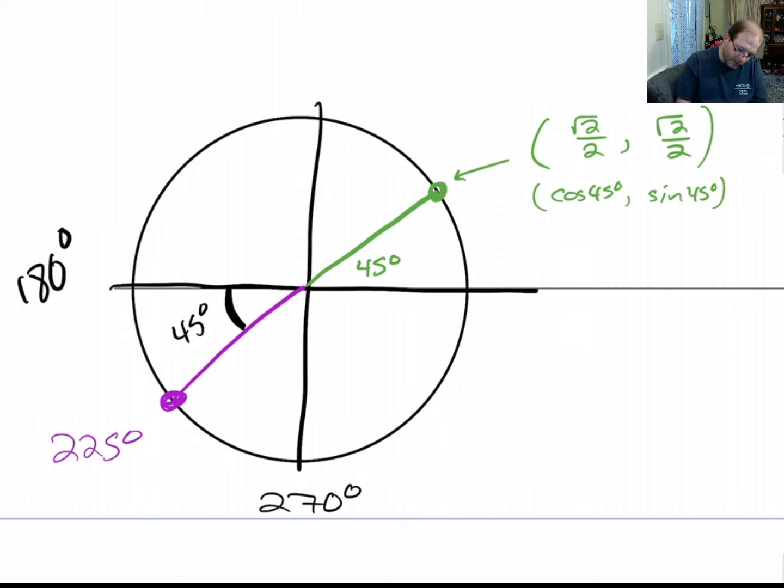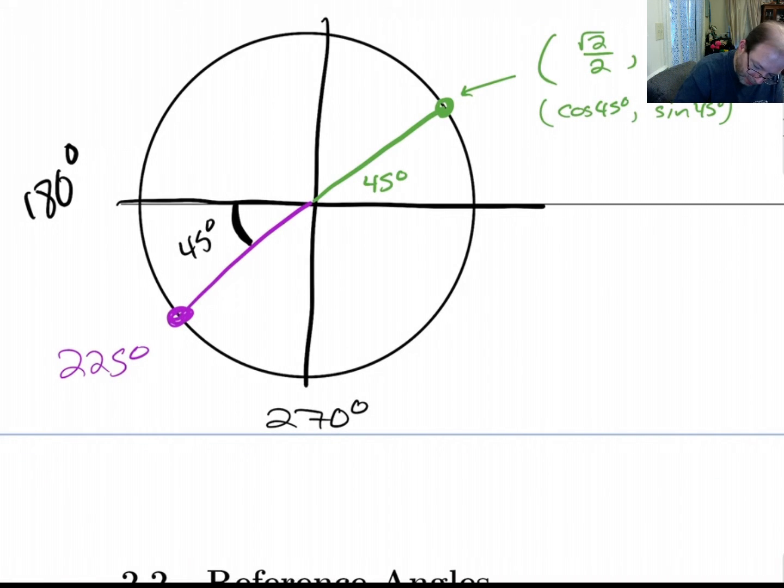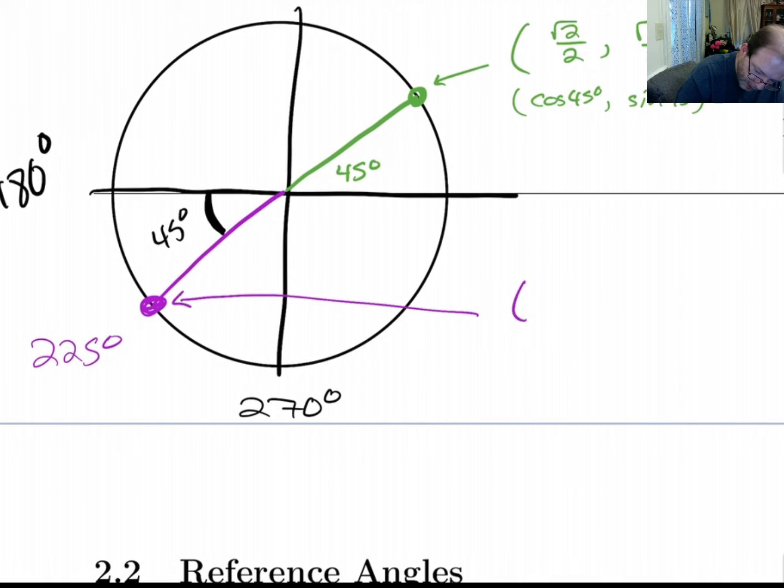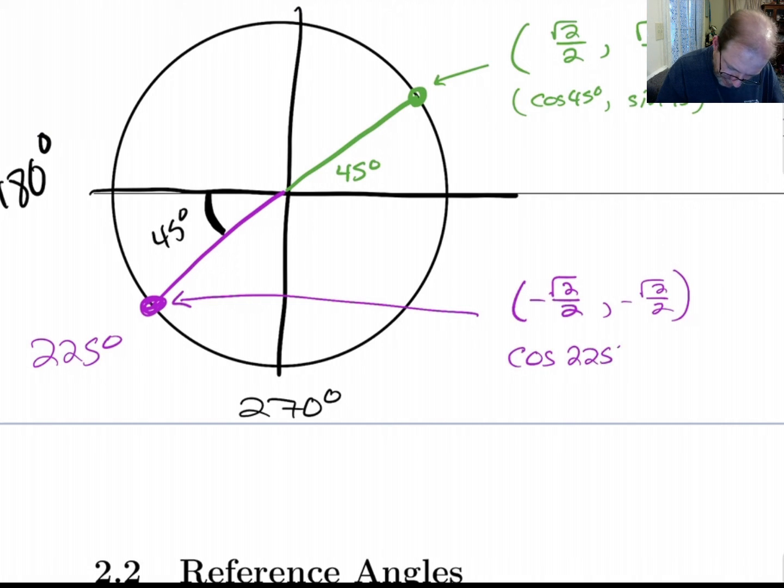Okay, if you look at this by symmetry, this point down here in purple, I'm going to come over here and write it because I have room. This point in purple, its coordinates are minus root 2 over 2 and minus root 2 over 2. So if we write this then, cosine of 225, sine of 225, that gives us that cosine of 225 is minus root 2 over 2, and sine of 225 is also minus root 2 over 2.